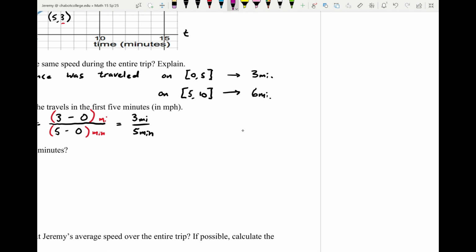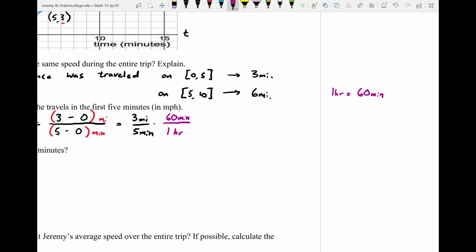We want to convert from minutes to hours, right? I don't like this miles per 5 minutes thing. I want it to be miles per hour. So remember that 1 hour is equal to 60 minutes, right? So I'm going to multiply by a conversion factor, which is going to be a fraction involving these two values. And what I'm going to do is multiply by 60 minutes over 1 hour.